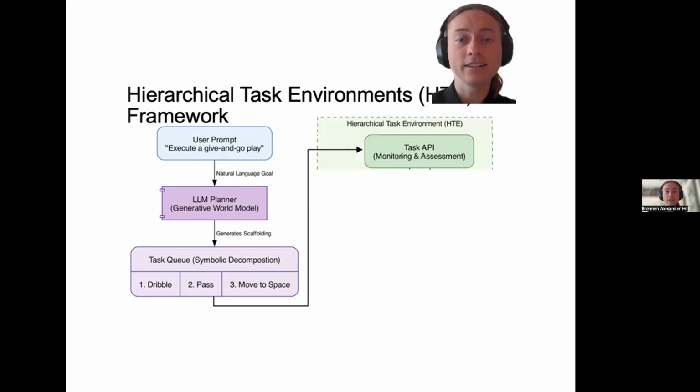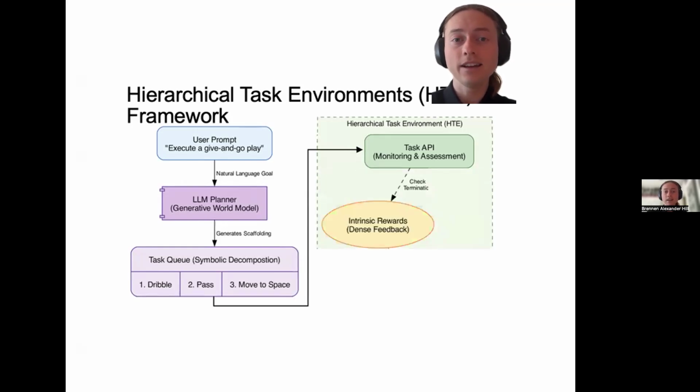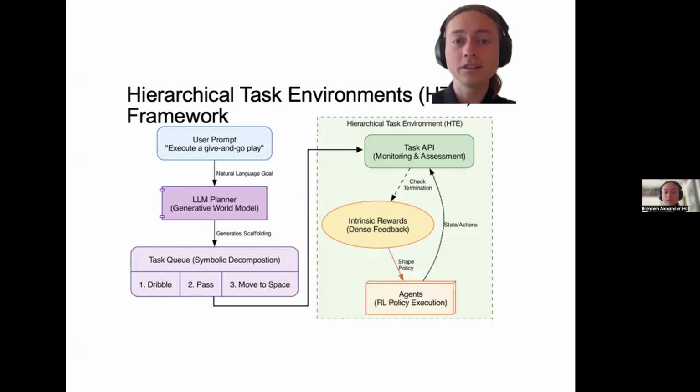The queue is passed to the hierarchical task environment API, an engine that monitors the state of the simulation. The API monitors for termination conditions and success checks. Crucially, it generates intrinsic rewards, dense feedback that tells the agent immediately when they've successfully completed a step in the chain. These rewards shape the policy that the agents are executing. This creates a closed loop where the LLM defines a strategy and the environment trains the agent to execute it.